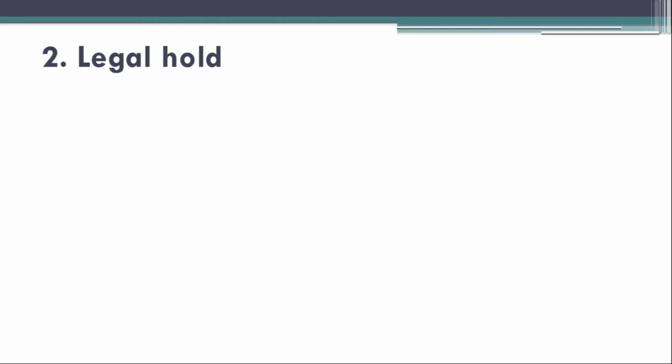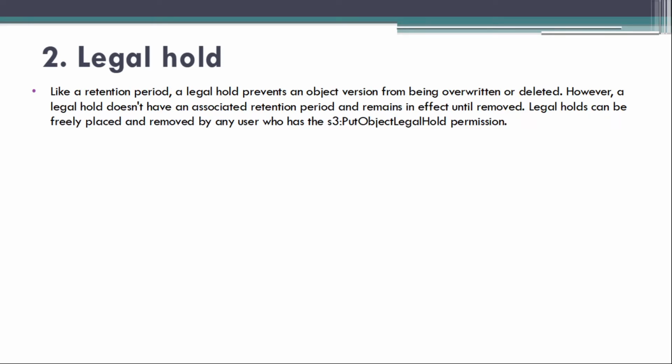So now second is a legal hold. Like a retention period, a legal hold prevents an object version from being overwritten or deleted. However, a legal hold doesn't have an associated retention period and remains in effect until removed. Legal holds can be freely placed and removed by any user who has the s3:PutObjectLegalHold permission.